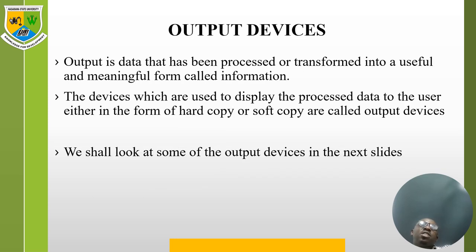Now, after input devices, we have the output devices. Remember the model, we have input, process, output. Okay, that's what we are trying to explain here. So now we are on output devices. We said it's data that has been processed or transformed into a useful and meaningful form called information. So once you process the data, it's no longer data, it becomes information. And that information needs to get out for somebody to see. So that's why the devices that help you to see that information are all called output devices.